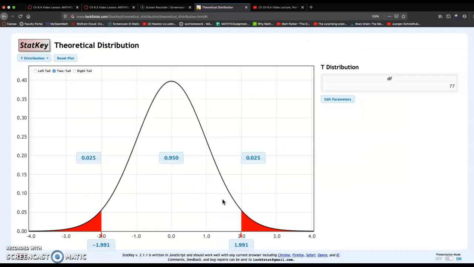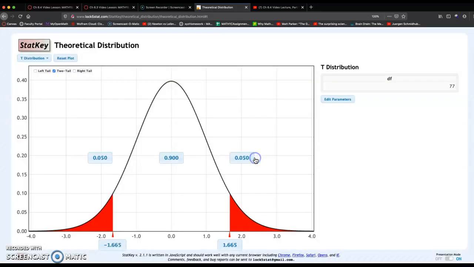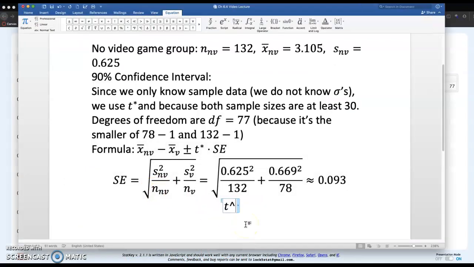So back to StatKey. Two-tail, make sure that middle area entry says 0.90. Got 0.90. So t is going to be 1.665. We could use either value since we're doing the plus or minus, but I'll use the positive, 1.665. So t-star is 1.665.